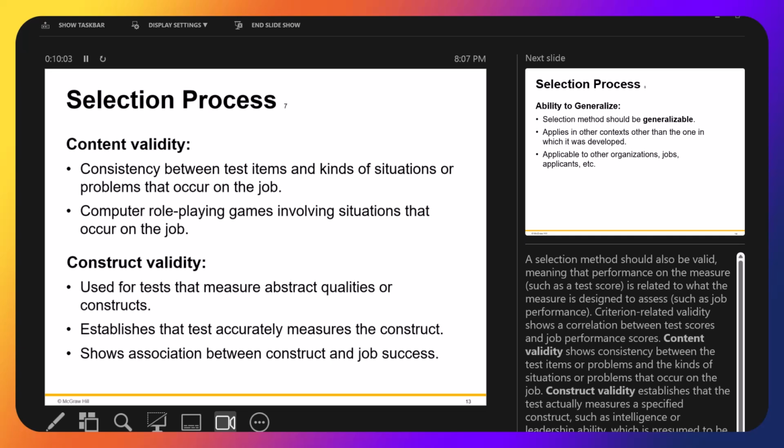Construct validity, used for tests that measure abstract qualities or constructs. Establishes that the test accurately measures the construct. Shows association between construct and job success. So here again, you're trying to compare this before you bring somebody on board. Is there a high probability that this person could be successful in the job?